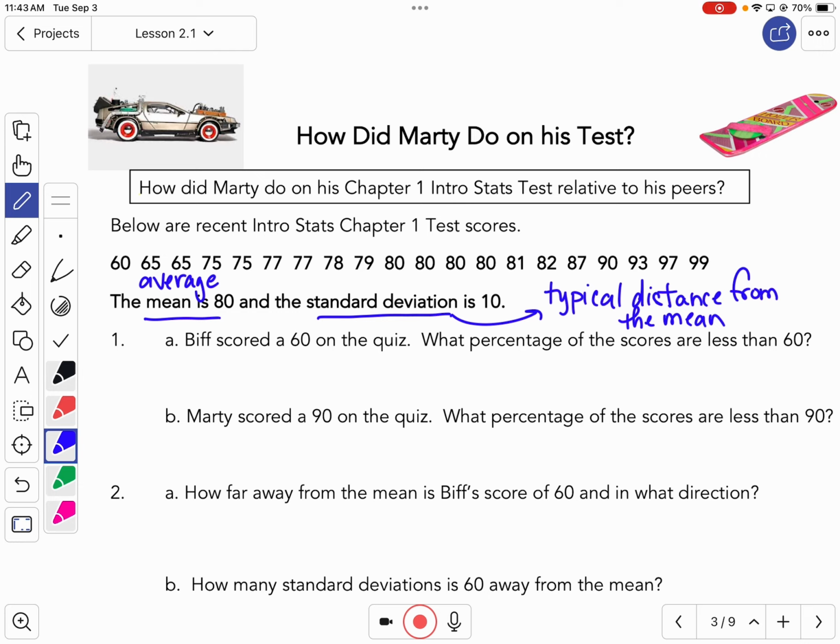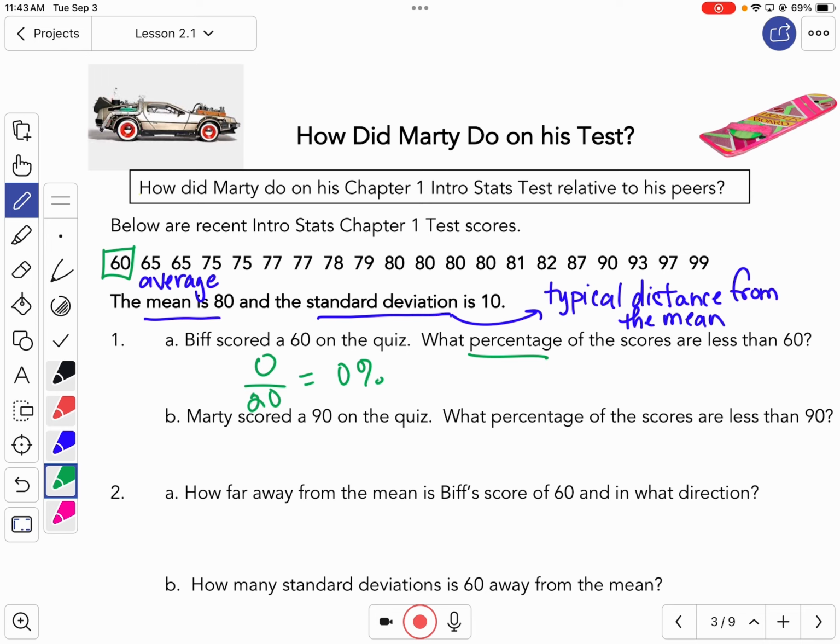So it tells me that Biff scored a 60 on the quiz. What percentage of the scores are less than 60? So let's look at the list of scores. Okay, here's Biff's score. He's a 60. How many of them are less than 60? Zero. If I want to convert that to a percentage, the first thing I've got to know is how many scores are listed right there? 20. There's 20. And if I do 0 out of 20, that gives me 0%. So nobody scored less than a 60.